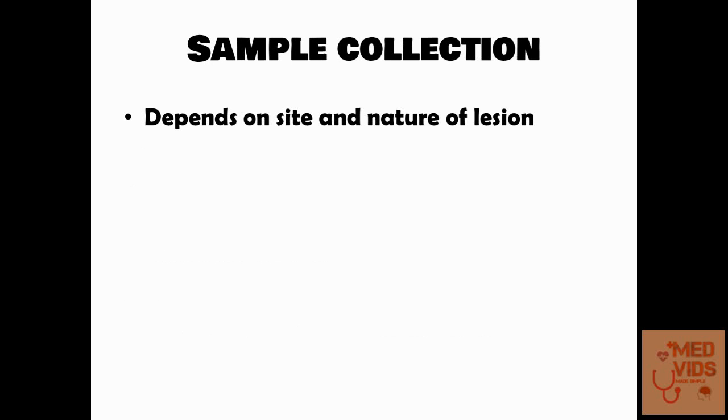Sample collection. It really depends on site and nature of the lesion. For example, if a patient has suppurative lesions on the skin, which are caused by Staphylococcus aureus, all you need to do is collect the pus from the infected site and you send it for culture or for gram staining. If the patient has urinary tract infection, you obtain the midstream urine and you send it for culture. If the patient has, let's say, bacteremia, you obtain the blood from the patient and you send it for culture. So it really depends on the site and nature of the lesion.